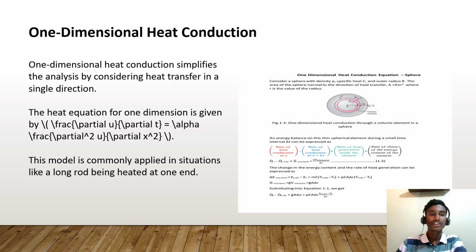1D heat conduction. 1D heat conduction simplifies the analysis by considering heat transfer in a single direction. The heat equation for one dimension is given by the partial derivative of U with respect to T is equal to alpha times the second partial derivative of U with respect to x. This model is commonly applied in situations like a long rod being heated at one end.